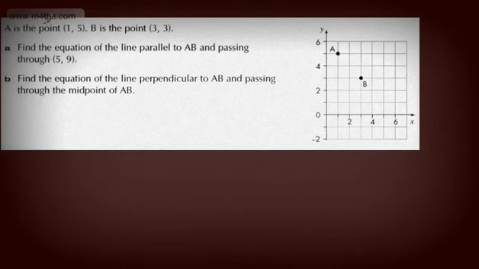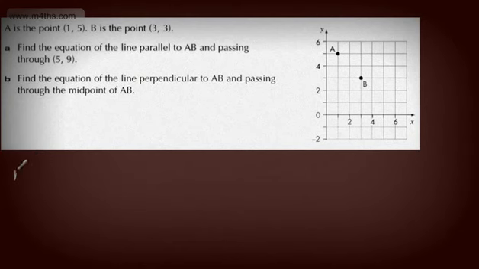Okay, A is the point (1, 5), so that's just there, and B is the point (3, 3). We need to find the equation of the line parallel to AB passing through (5, 9). Now, finding the gradient, I'm assuming to some extent you've looked at this before. If we look at the gradient right here, we can either do it visually and see that it's going to be minus 1, or we could simply put this through and find the gradient.